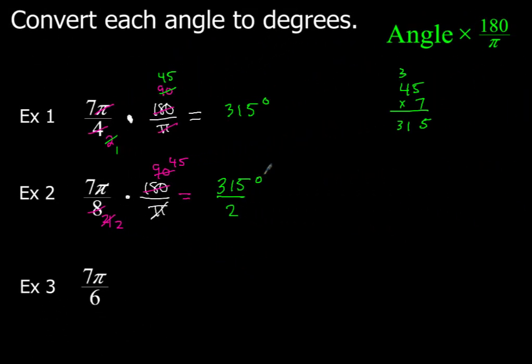So you don't want to leave that as 315 over 2 degrees. You don't want to write it like that. So you would actually divide 315 by 2, and when you do that, you end up with 157.5 degrees.